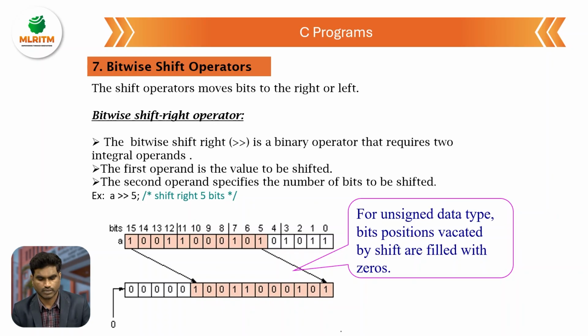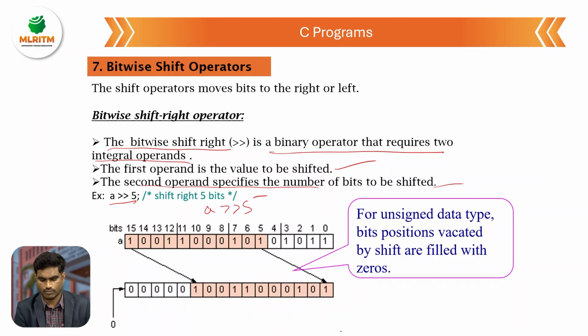Next, bitwise shift operator. The shift operator moves the bits right or left. The bitwise shift right is a binary operator that requires two operands. The first operand is the value to be shifted. The second operand specifies the number of bits shifted. Here, A greater than greater than 50. Here we are moving the bits to the right side. The remaining positions are filled with zeros.